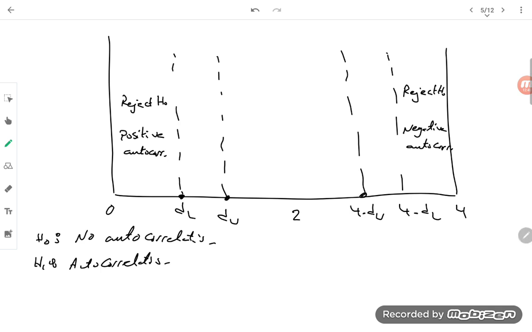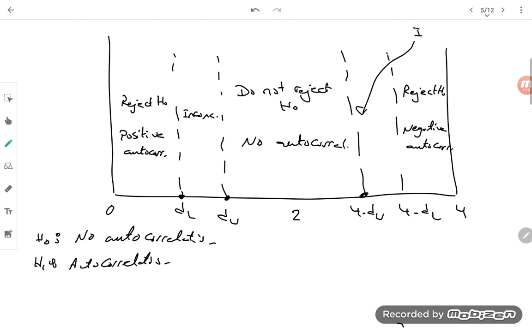From the upper limit to 4 minus upper limit, in this case, we are not going to reject H node, or we are going to accept H node, and this means that there is no autocorrelation. If the value is between the lower limit and the upper limit, this is an inconclusive area. This test couldn't help us identify whether there is a problem of autocorrelation or not. Inconclusive. And also from 4 minus upper limit to 4 minus lower limit, this is also inconclusive.